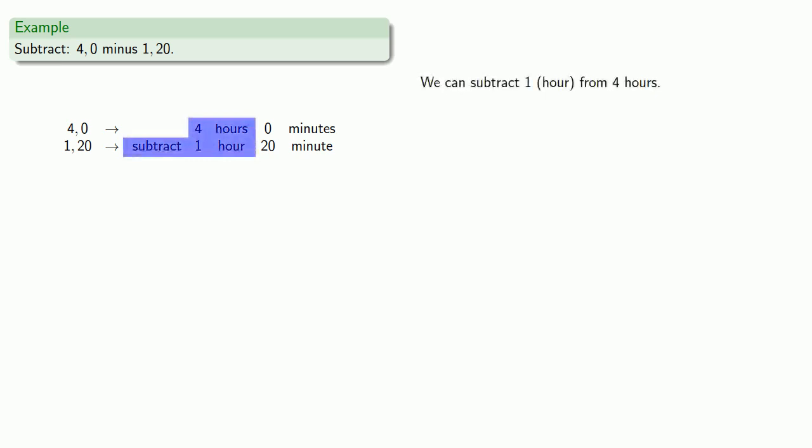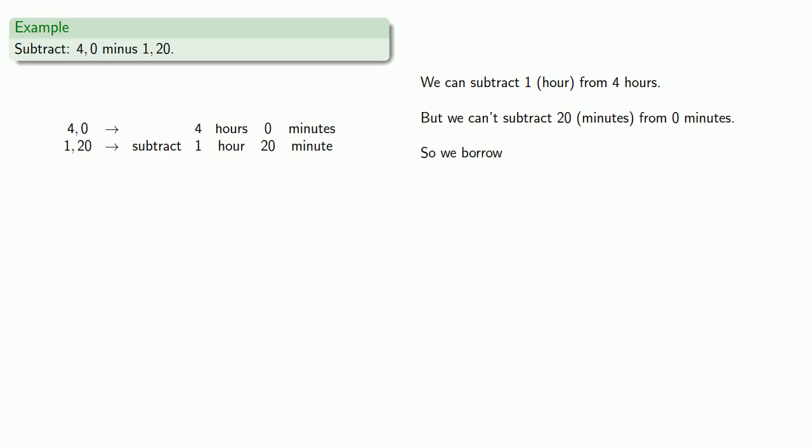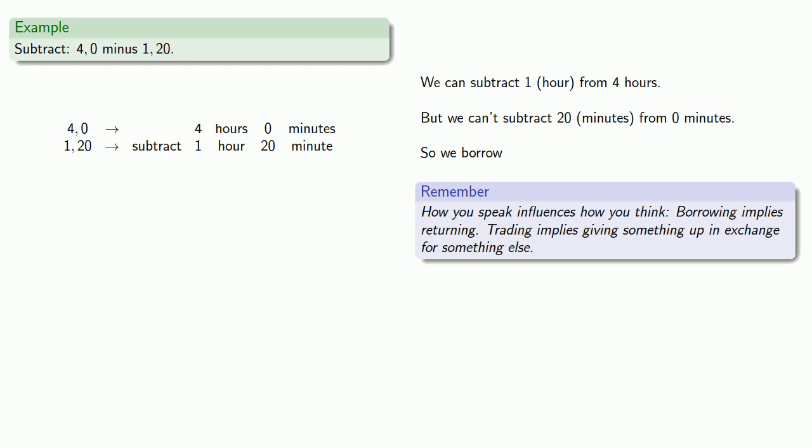Well, let's do a subtraction. So let's subtract 4, 0, minus 1, 20. So let's write that down. And we note that we can subtract 1 hour from 4 hours. But this says we're supposed to subtract 20 minutes from 0 minutes, and we can't do that. So what we do next has often been referred to as borrowing. But how you speak influences how you think. Borrowing implies returning. Trading, on the other hand, implies giving something up in exchange for something else. So we're not borrowing, we're actually going to trade.